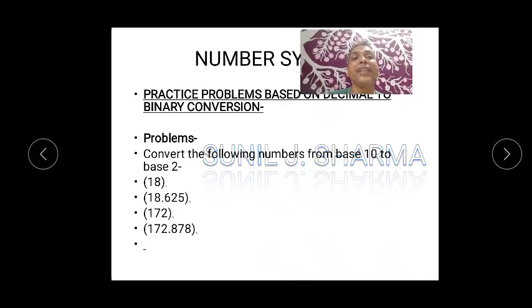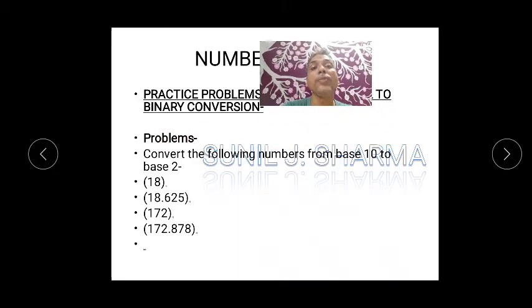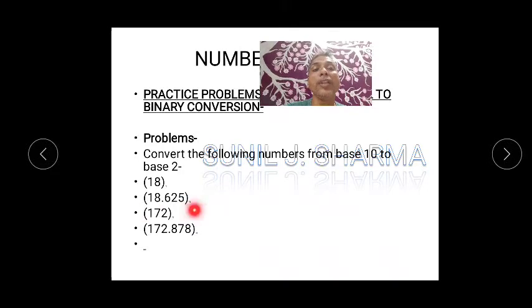Now let's take an example. I've just written practice problems based on decimal to binary conversion. Convert the following numbers from base 10 to 2. Base 10 to 2 means decimal to binary. In the first we have taken a natural number, we don't have a fractional part in that, but in the second we are having a fractional part. I've taken two examples, a 2-digit number, and in this case we are having a 3-digit number.